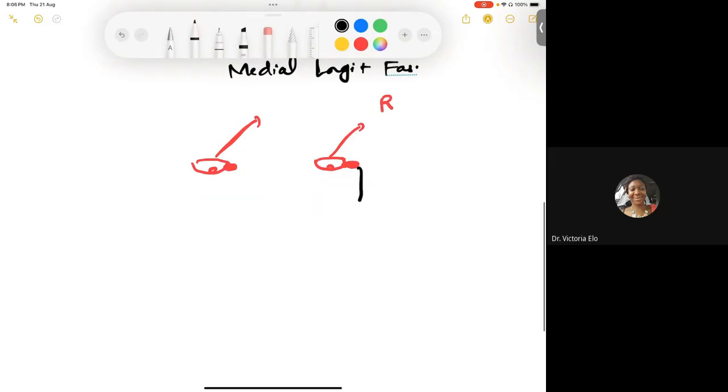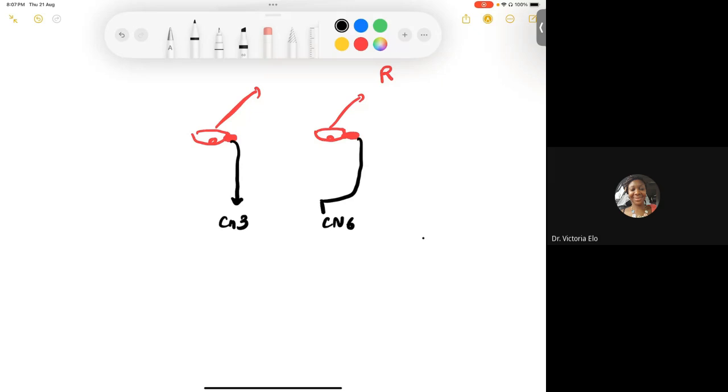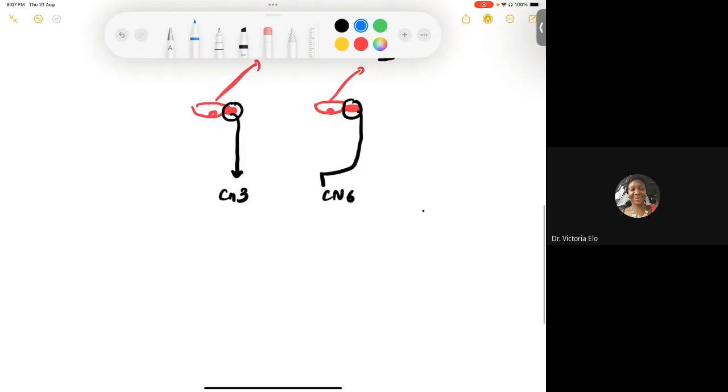The lateral rectus is going to be supplied by cranial nerve 6, the abducens nerve, right? While the medial rectus is going to be supplied by cranial nerve 3. So you can see, in order for both eyes to look towards the right, at the same time we are going to stimulate cranial nerve 6 and cranial nerve 3. It means that cranial nerve 3 and cranial nerve 6 have a connection between them, right?